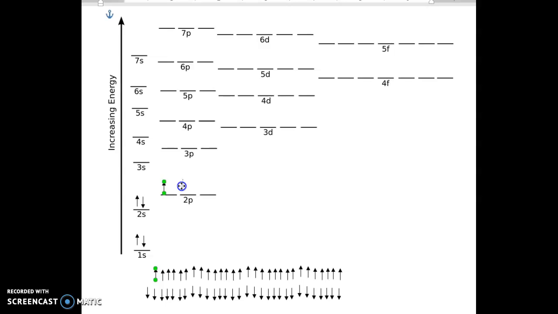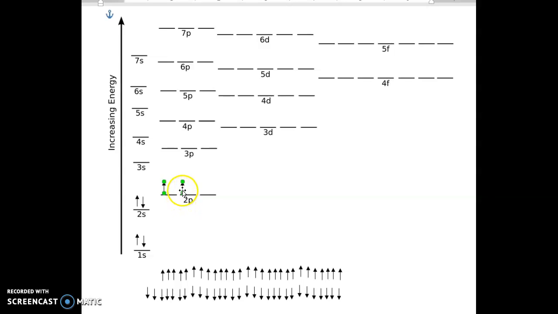And what Hund said is that if you have multiple orbitals in a subshell of the same energy, so there's three different 2p orbitals, they all have the same energy. If there is an empty one, you're always going to place the electron in an empty one. And not only that, but its spin must be in the same direction as the one that's already placed. That's sometimes called parallel spins as opposed to paired spins.